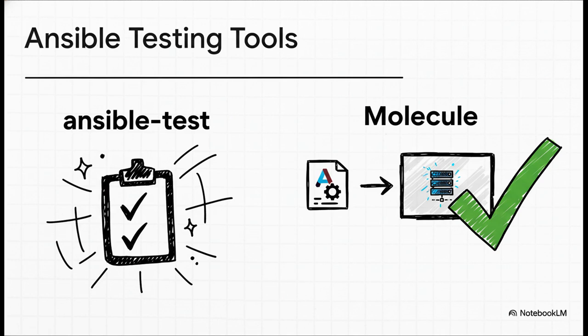The Ansible ecosystem has Ansible Test, which is great for quick sanity checks. Did I make a typo? Is the syntax valid? But really, the gold standard here is a tool called Molecule. This thing is amazing. It lets you test your Ansible roles in a totally clean, isolated environment, like a Docker container. That way, you can be confident your playbook will run predictably every single time, no matter where it's deployed.